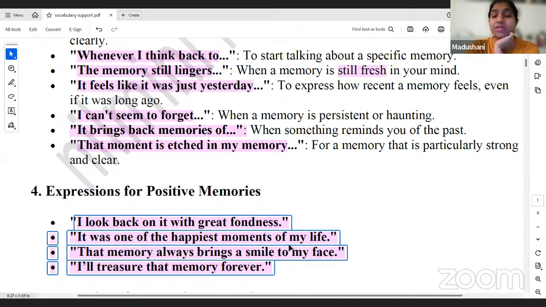It was one of the happiest moments of my life. But the second one and the third one, it's beautiful. So if you can note it, then it will help you to talk about memory.